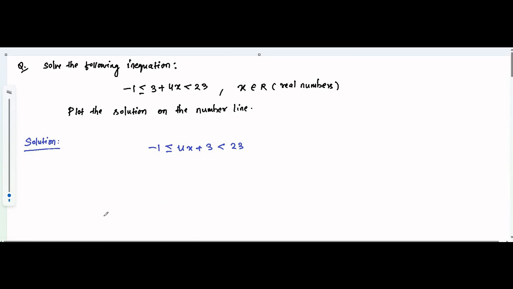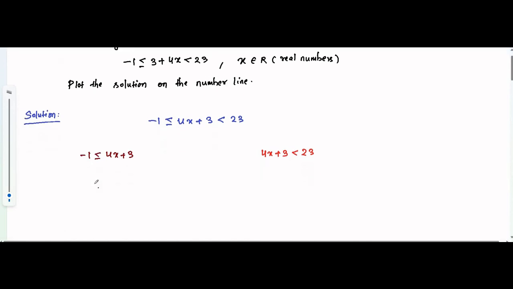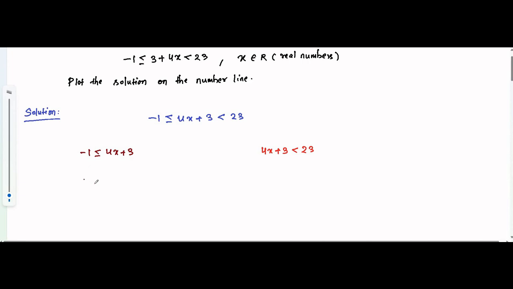Okay, the first part is -1 is lesser than or equal to 4x plus 3, and the other part is 4x plus 3 is lesser than 23. So we have to solve them individually.